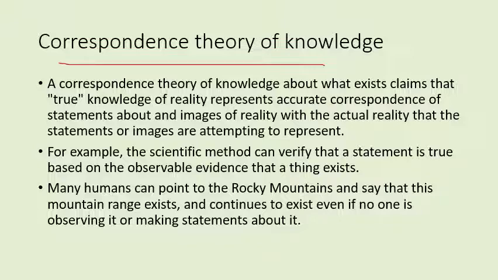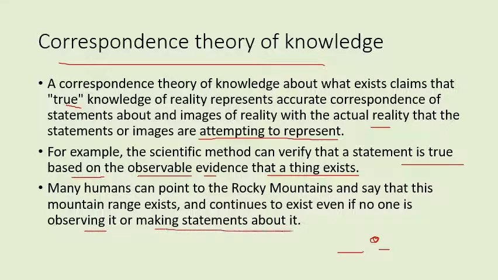What is the correspondence theory of knowledge? A correspondence theory of knowledge about what exists claims that true knowledge of reality represents accurate correspondence of statements about and images of reality with the actual reality that the statements or images are attempting to represent. For example, the scientific method can verify that a statement is true based on the observable evidence that a thing exists. So if a scientist wants to show that an electron exists, he has to do certain experiments and show that this particle exists. Many humans can point to the Rocky Mountains and say that this mountain range exists and continues to exist even if no one is observing it or making a statement about it.